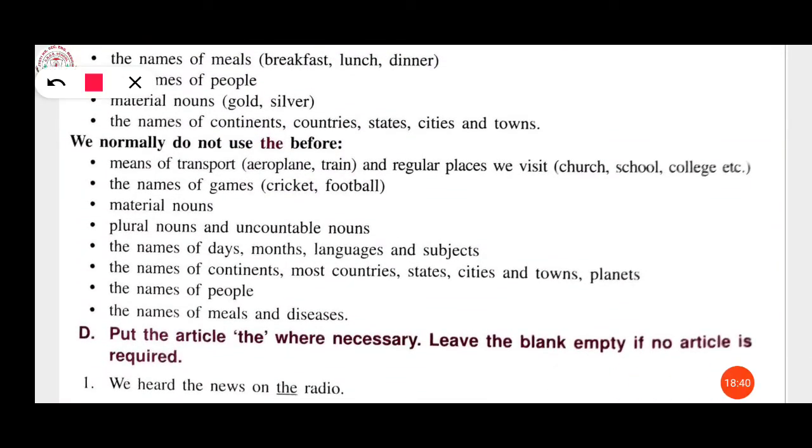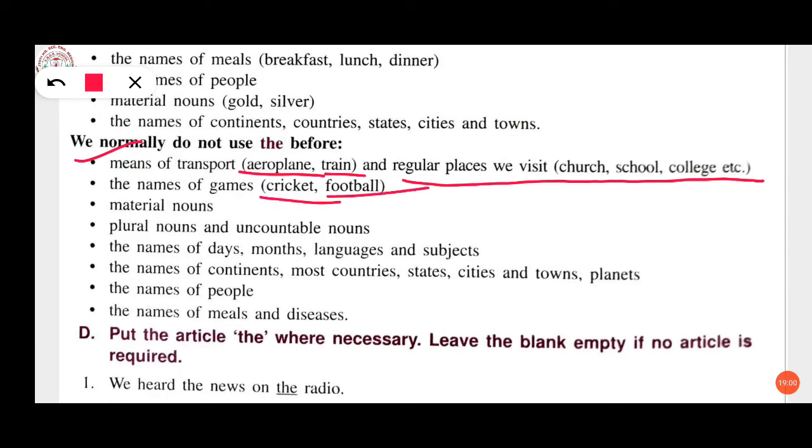Okay, now come to the, where we should not use the. We should not use the with means of transport, like aeroplane and train, and regular places we visit like school, church, college, etc. We can't use the in front of these words. The names of games, like cricket, tennis, football, badminton, we can't use the with them. If we are creating a sentence, we can't use the before these words.